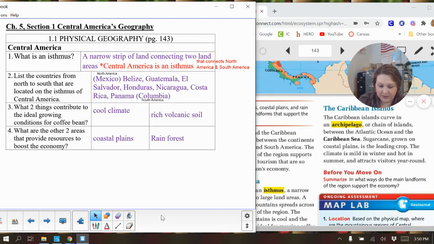So our next heading is the Caribbean islands. And before I move the page, I'm just going to preview the question and I'll read it, and then I'll switch it in case you're still typing. So the question that we're looking for, number 1, is what is an archipelago?